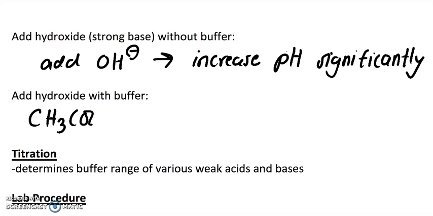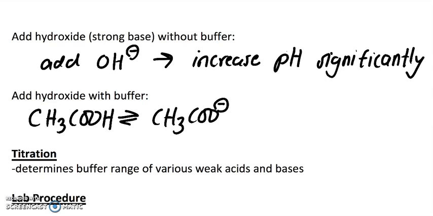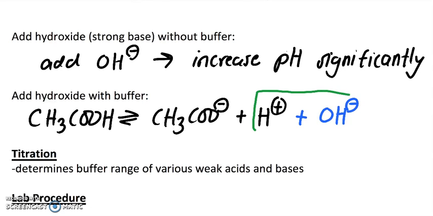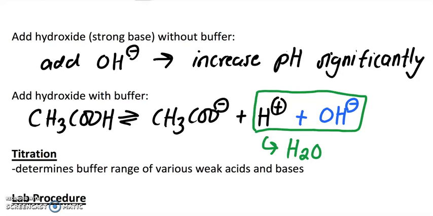CH3COOH, this is acetic acid. This dissociates a little bit, gives up a proton. This is what I have. So now if I were to add OH to this, the proton here is going to take care of this OH, neutralizing it, and this is going to give us H2O. But I want you to note here that the OH was neutralized. So the pH will not change as much.